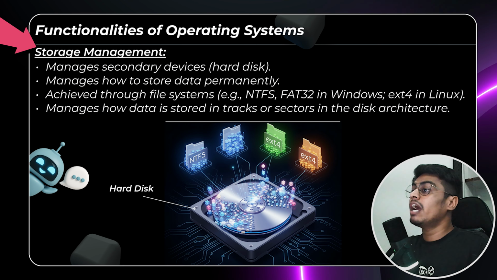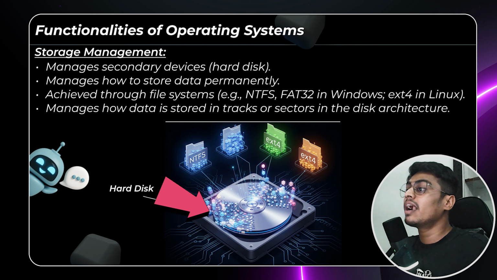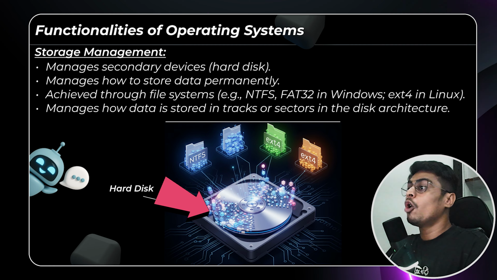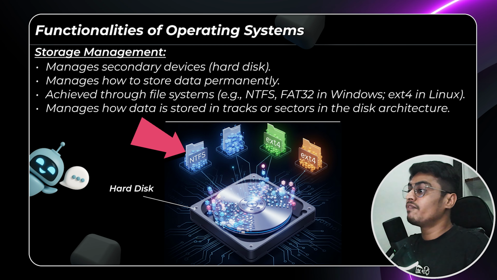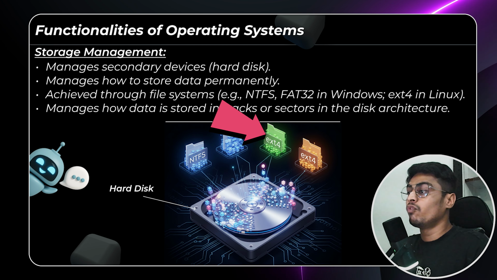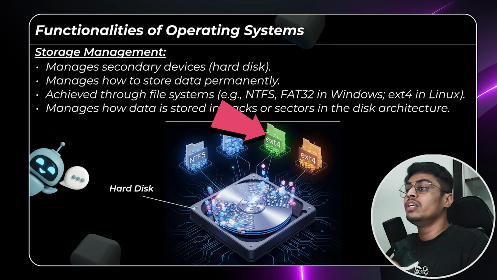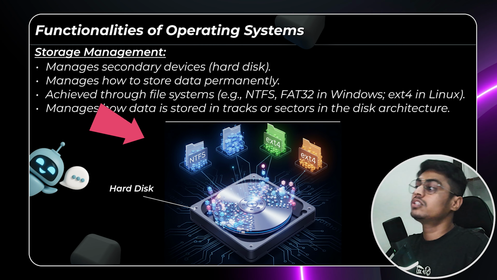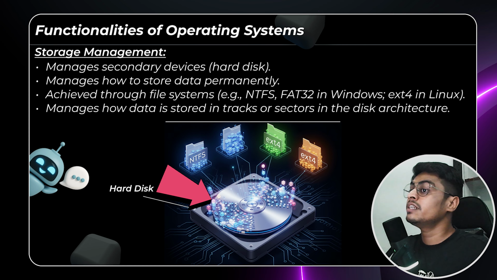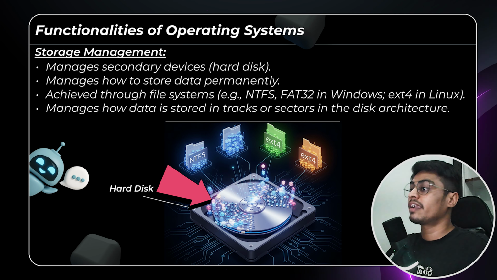Other than this, we have storage management. Storage management basically includes secondary devices, that is hard disk. The data that we want to store in our system permanently, operating system manages how to store that data. And how do we do storage management? Through file systems: NTFS, FAT32, ext4. These file systems are used in Windows and Linux. Their major goal is to manage how to store all data in hard disk permanently, how to store it in tracks or sectors in disk architecture. That is also managed by the operating system.